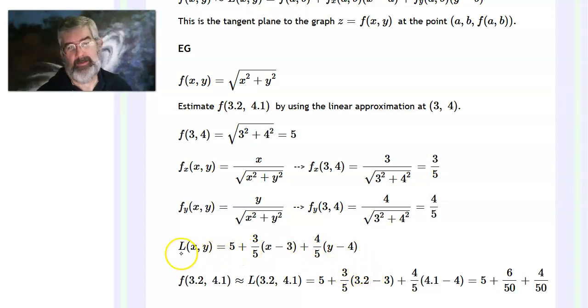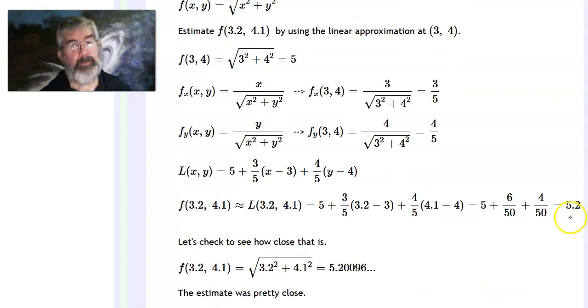Now, instead of plugging 3.2, 4.1 into the function, I can just plug it into the linear approximation. And that's a little bit easier calculation to do. And I end up with 5.2. Now, I want to check just to see how close we were. So I can find the actual function value is actually 5.20096 and some change here.